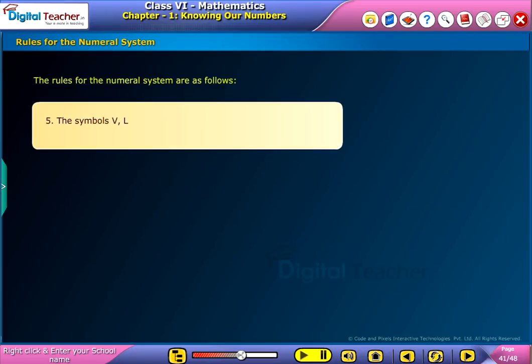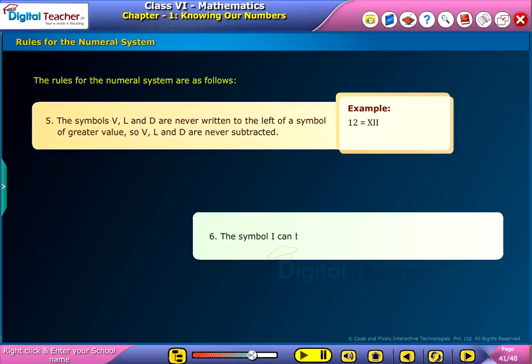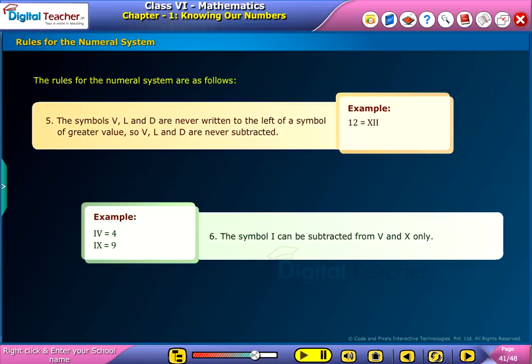The symbols V, L, and D are never written to the left of a symbol of greater value, so V, L, and D are never subtracted. For example, we write 12 as XII and not IIX. The symbol I can be subtracted from V and X only. For example, the value of IV is 4 and the value of IX is 9.